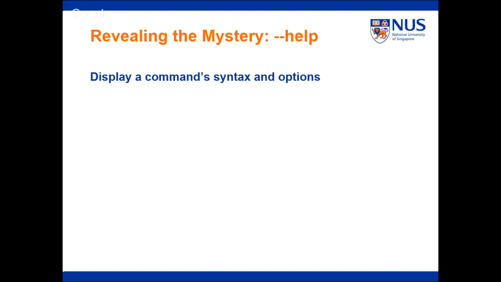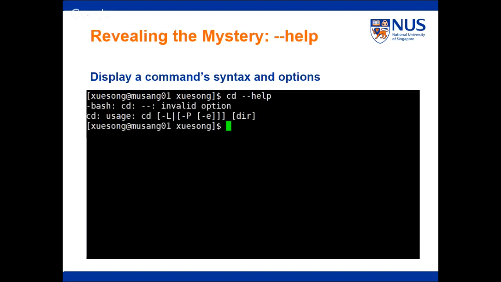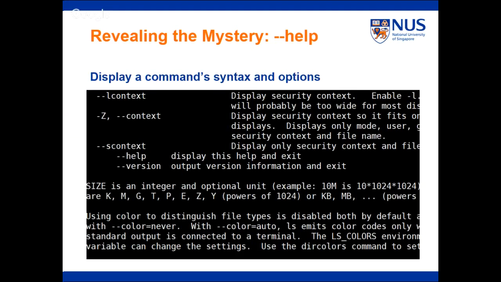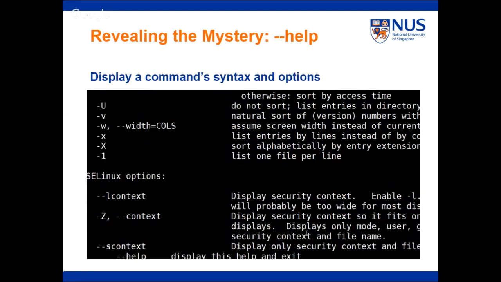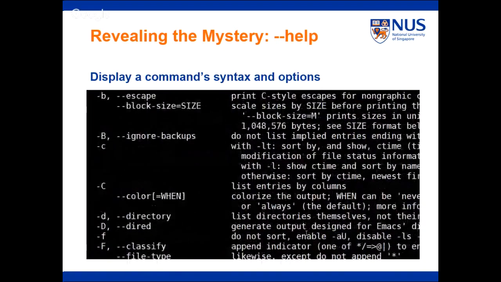Next, you can issue a command with the --help option to see the detailed usage of the command. It will show you the syntax and all the options of the command. For example, cd, okay, unfortunately it doesn't have it. So not all commands have it, but most of them do. Then ls has detailed instructions with options and an explanation of each option, giving you more specific output on the screen.